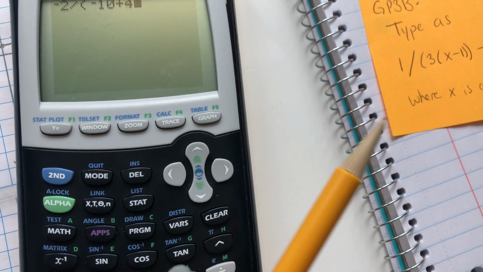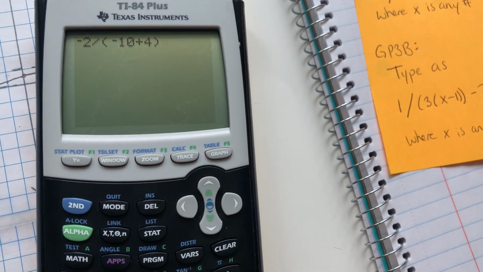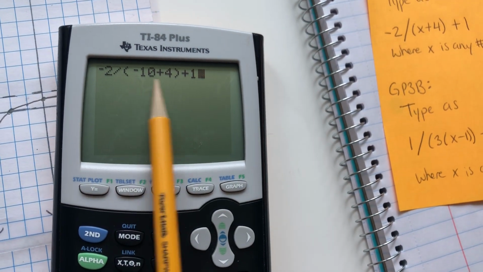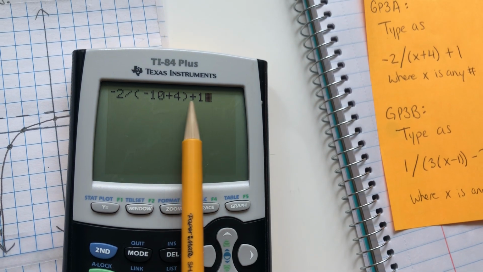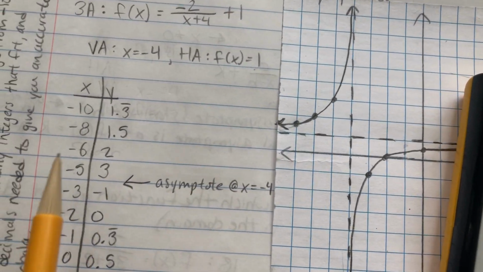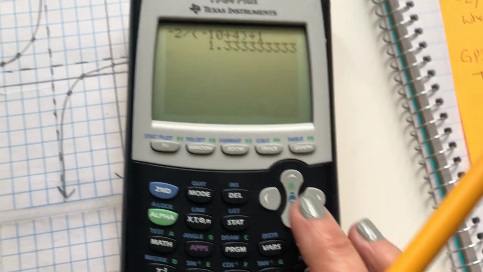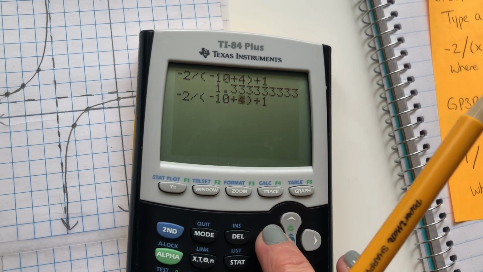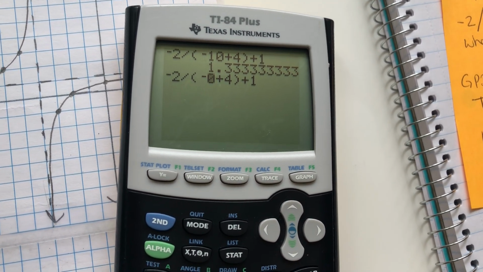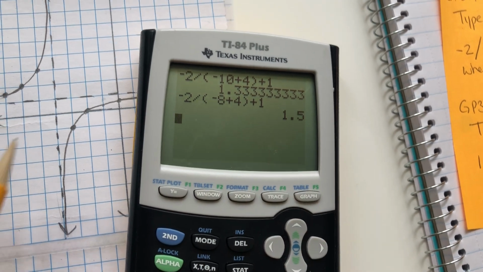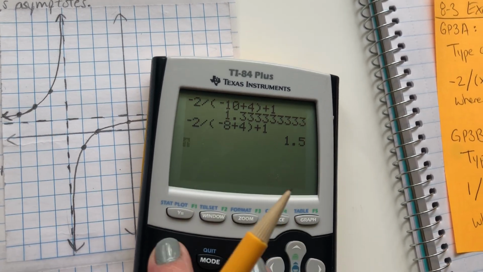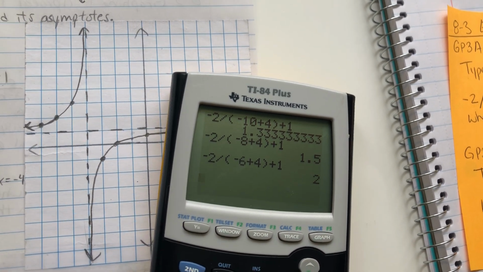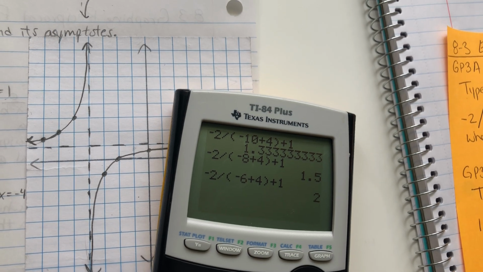So -10 plus 4. Okay. And then I'm going to add the 1 off to the side. So now my calculator knows that this entire expression is in the denominator, numerator divided by denominator, and then I'm going to add 1. So I get 1.3 forever. Now I'm just going to continue to enter that. And since this is pretty spread out, I'm just going to skip around some values, and I'll go back and fill in if I need more. So I'm going to try -8, and that's where I get 1.5. I'm going to go back, enter -6, I get 2. So those are two really nice values that I can plot.